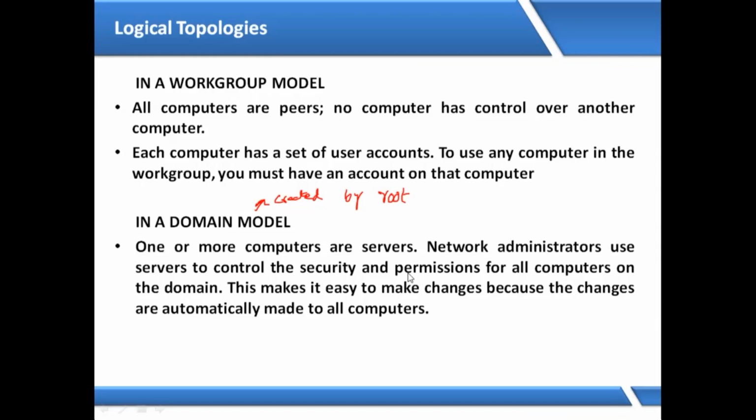So this makes it easy. The administrator's job becomes easier once you make a domain model, because in domain model, whatever changes you make, you do from the DC machine, and that effect will be there on all computers. In workgroup model, everything has to be done in every machine, whereas in domain model, everything has to be done only in the DC machine, that is the server which we have to make. Domain model has to be created by the admin by making one of the machines a server. Everything will be done from the server, and that effect will be there on all clients and users.